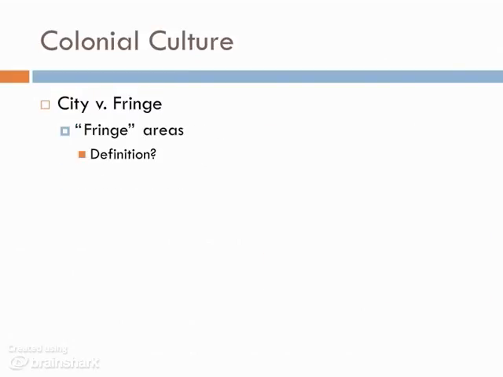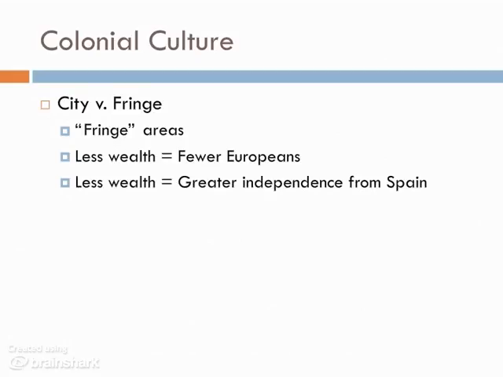In contrast, there were the fringe areas, in other words, those regions far from the city. The fringe remained largely ignored and unimportant as far as the elites in Spanish America were concerned. Because the fringe was largely ignored, there was less wealth and fewer Europeans. But there was also a plus side to this as well. Fewer Europeans meant less interference from Spain, and less interference meant that large parts of the fringe remained largely independent.